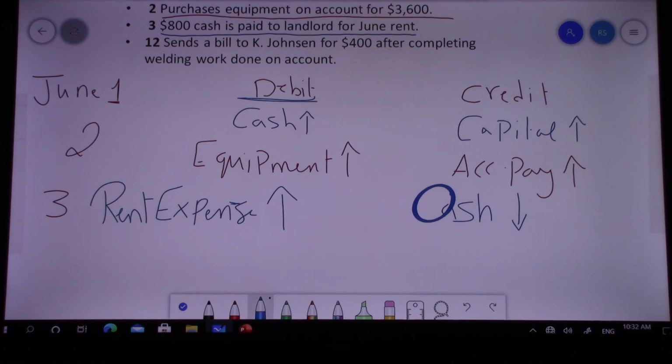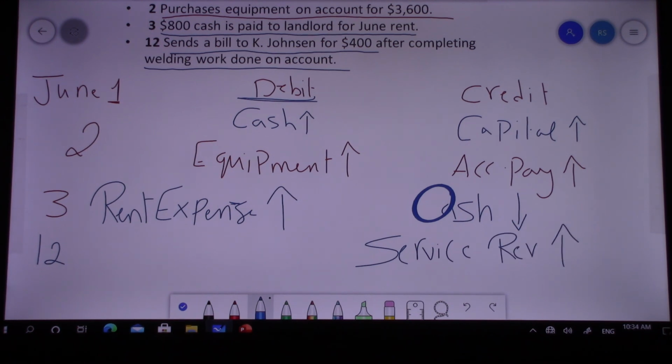Transaction on June 12. The owner sends a bill to Johnson for $400 after completing welding work done on account. So we send an invoice to a customer, to a client, for $400 after completing welding work on account. So we performed a service. When you perform a service, you have now service revenue. Does service revenue increase in the credit or the debit side? Of course, service revenue increases in the credit side.